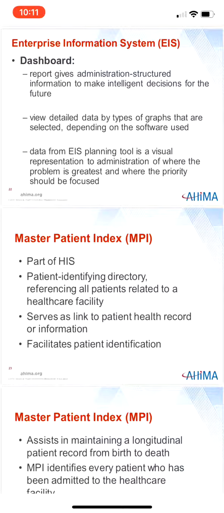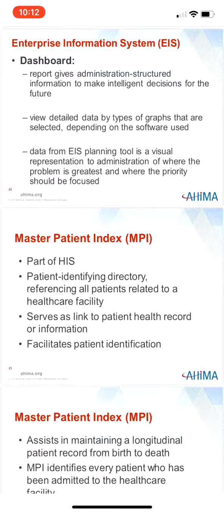A dashboard report gives administration structured information to make intelligent decisions for the future. In this example, an administration can view the dashboard report and see from the diagnostic-related groups and the length of stay what the facility was actually reimbursed and what it actually cost the facility to treat the patients. The last column gives administration an idea of the profit that was expected versus the actual profit. This type of report is useful to administration in planning for the future to make decisions. And we have an example of a dashboard on page 115 in figure 7.2.